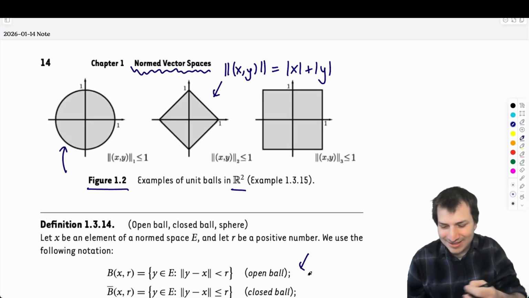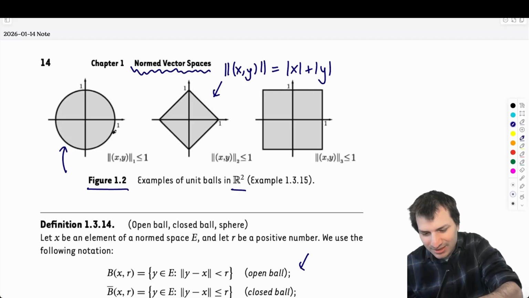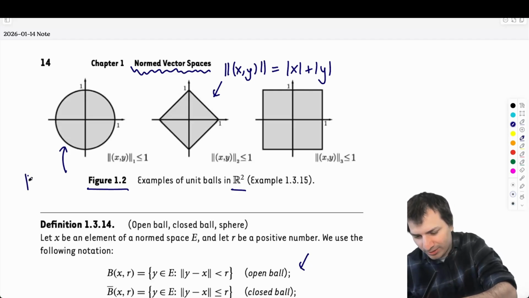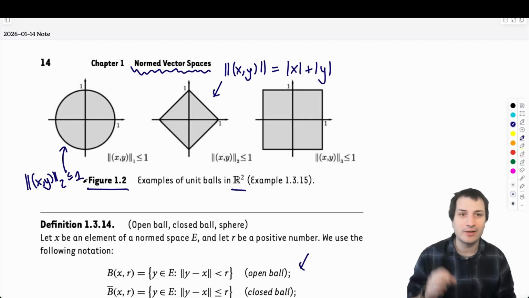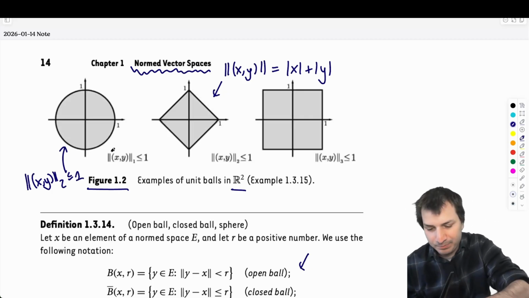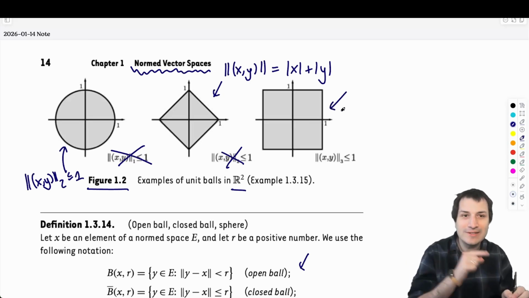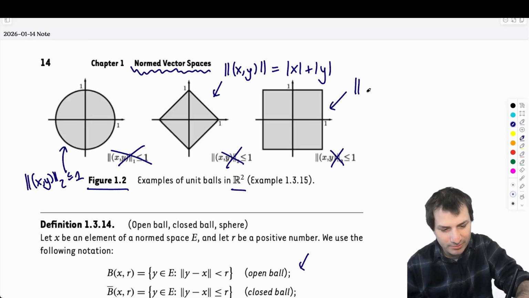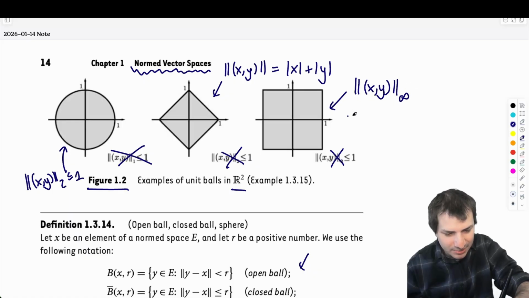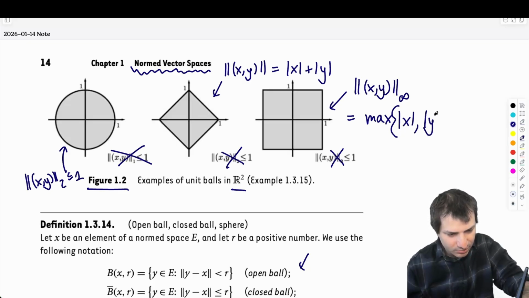I did notice that the textbook is actually mislabeled here. This one, the ordinary one, is the 2 norm. So this should say the 2 norm of (x, y) is less than or equal to 1. That's the ordinary Euclidean norm. So that's wrong. And then this one is the 1 norm. And this one is the infinity norm. So the norm of (x, y) is the maximum of the absolute value of x and the absolute value of y. So whichever is bigger, x or y.